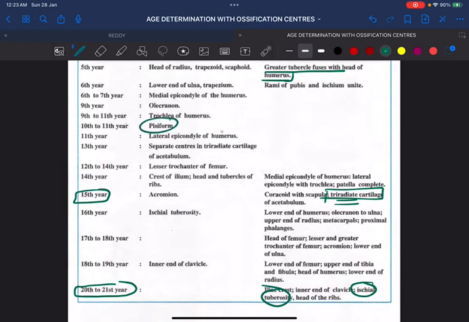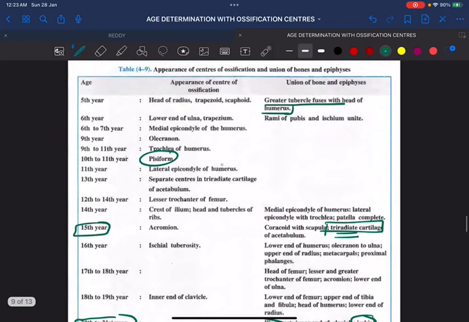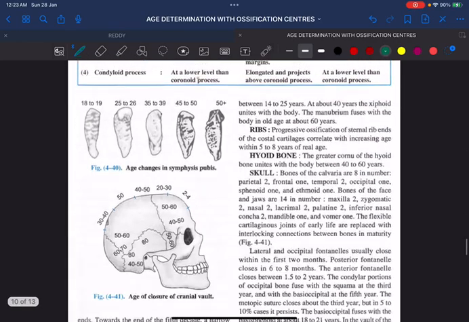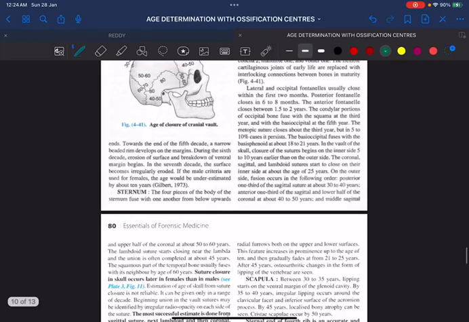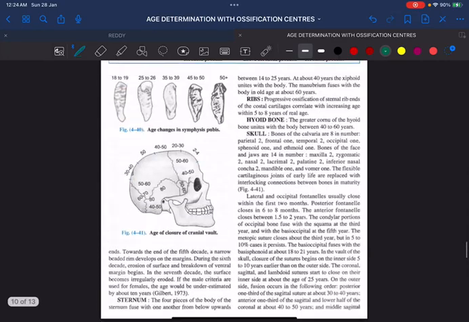See pisiform. Appearance. Yes, the pisiform has appeared. The X-ray belongs to a boy or girl whose age is more than or equal to 11 to 12 years. This is how you have to come to a diagnosis using appearance of centers of ossification and union of bones and epiphyses. Okay, fine. There are certain things you have to remember as far as skull is concerned.